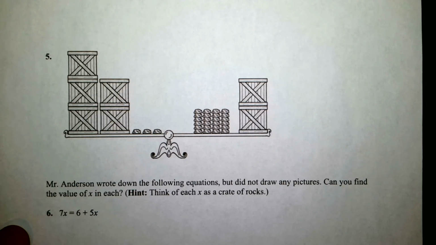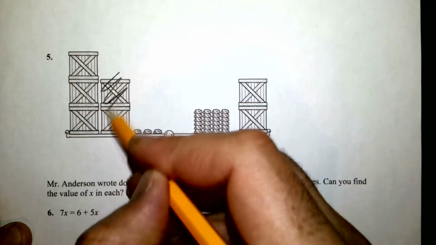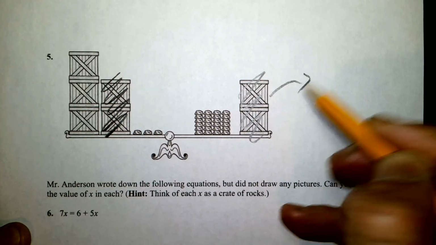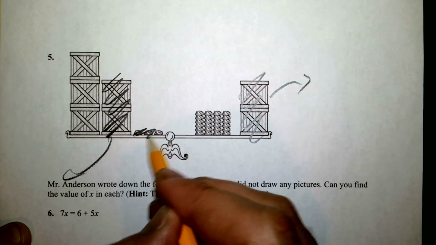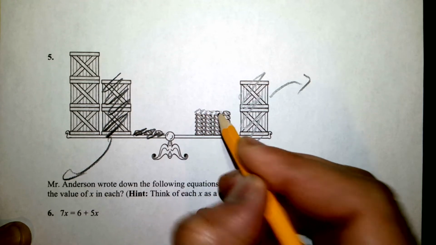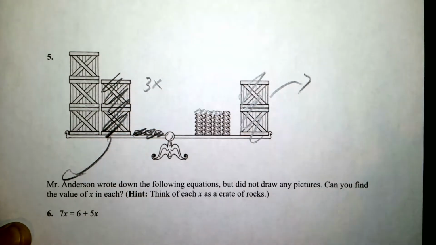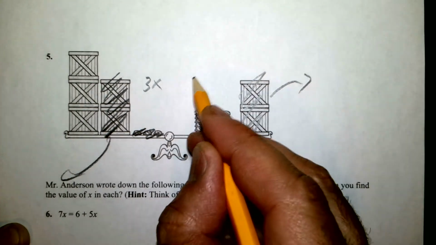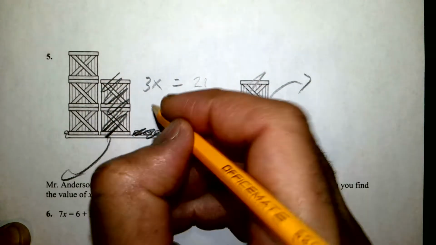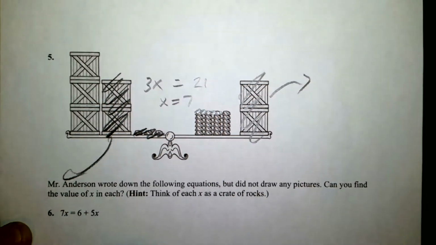Well, if you used our strategy to remove things from both sides, you would have taken away 2 crates from each side. You would have taken away 3 rocks from each side. And you would have been left with 3 crates on this side and 21 rocks on that side, which means that every crate has 7 rocks.